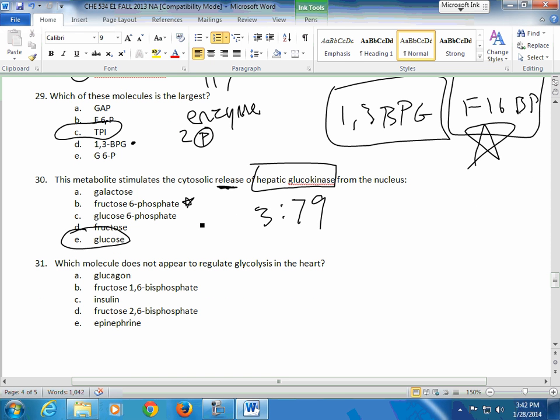Which molecule does not appear to regulate glycolysis in the heart? It's an easy one. Glucagon is liver only.